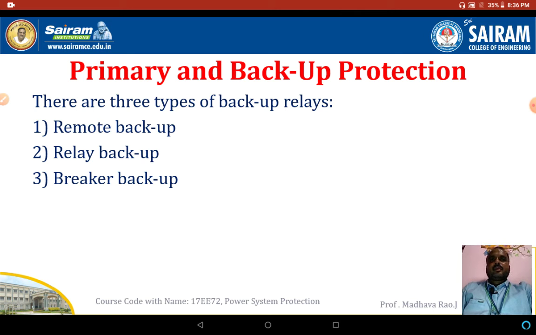Breaker backup protection. This is also one kind of local backup protection. It does not exist remotely, it exists locally. This type of backup is necessary for a busbar system, where a number of circuit breakers are connected to each other, as in transmission lines or distribution lines.